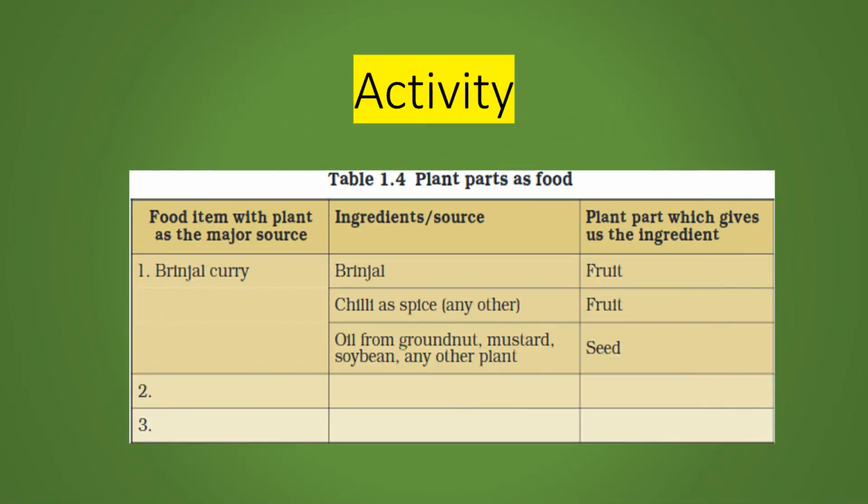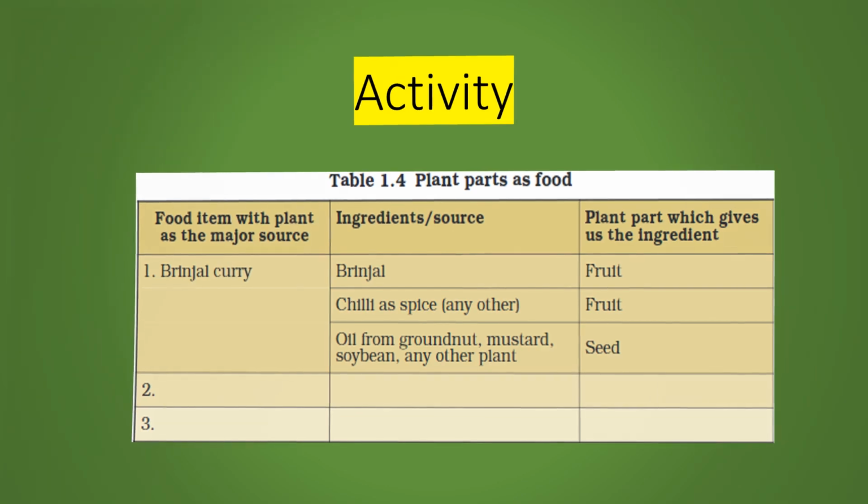On the basis of the previous lecture, let's do this activity. In the first column, you have to write food items with plants as a major source. In the second column, you have to write ingredients. And in the third column, plant parts which give us those ingredients.